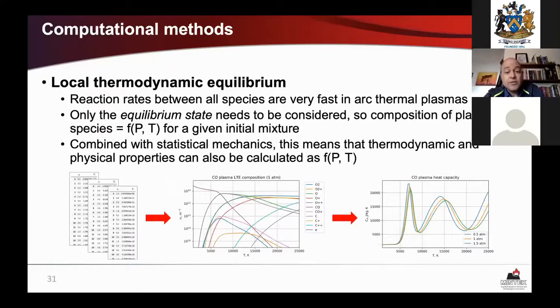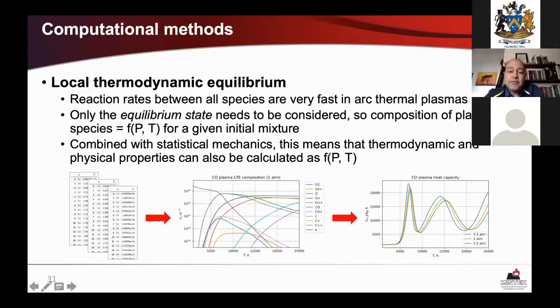The second tool is a useful approximation in plasma physics, which is called local thermodynamic equilibrium. This essentially means that if the various chemical reaction processes in a plasma are fast and dominated by particle collisions, we can assume that all the species in the plasma, except for photons, are in thermodynamic equilibrium with each other. And that's generally true for arc plasmas, at least away from cold surfaces like electrodes.